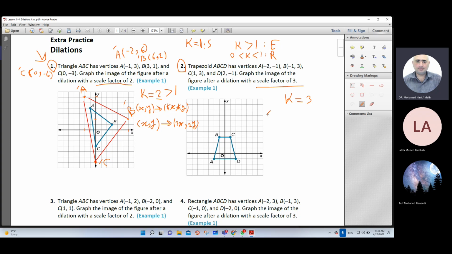Okay. The rule (x, y), the dilation will be k times x, means 3 times x, 3x, and 3y. And when k equals 3, which is greater than 1, it means here we have an enlargement. Okay. So go back to the vertices. We can find here A prime and B prime and C prime.